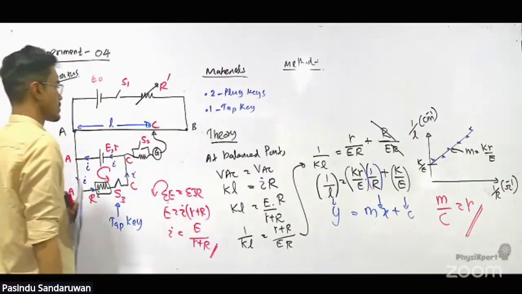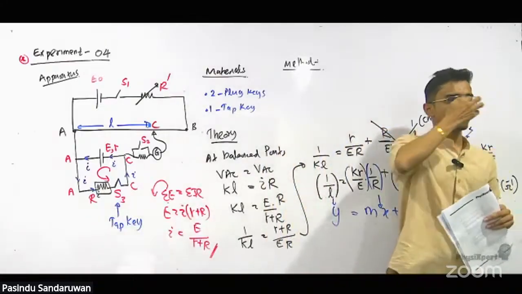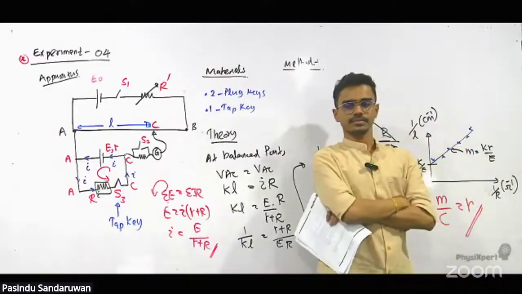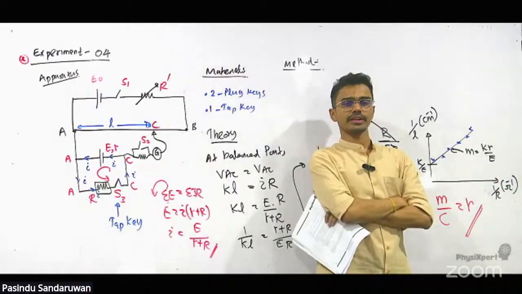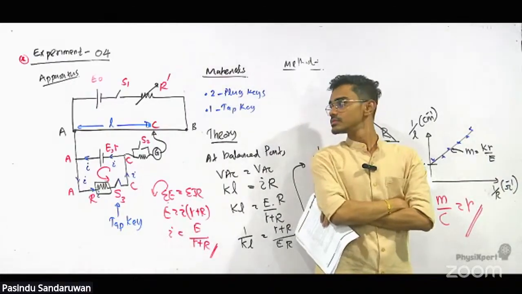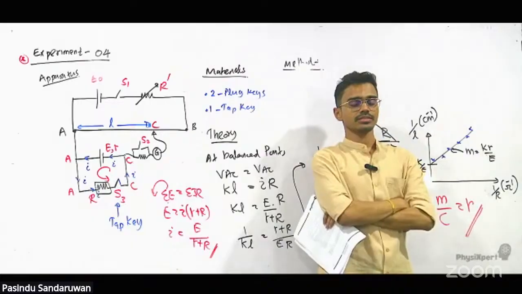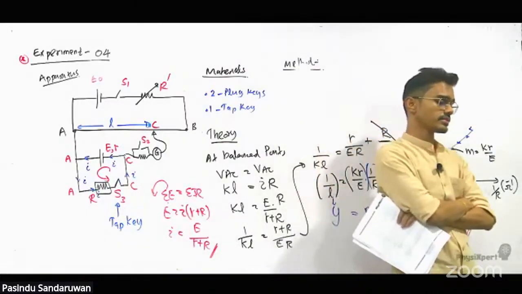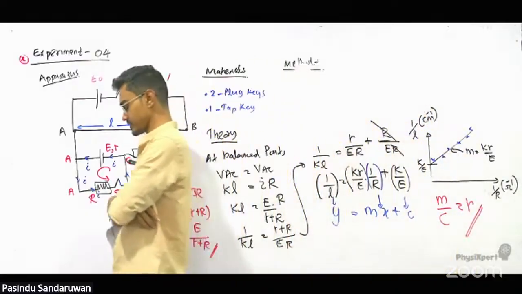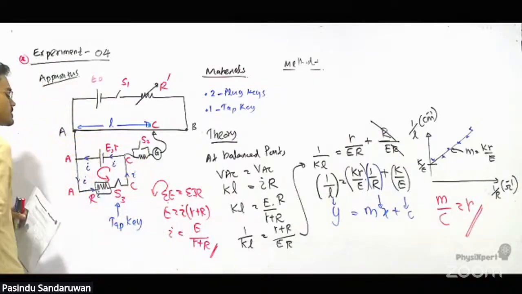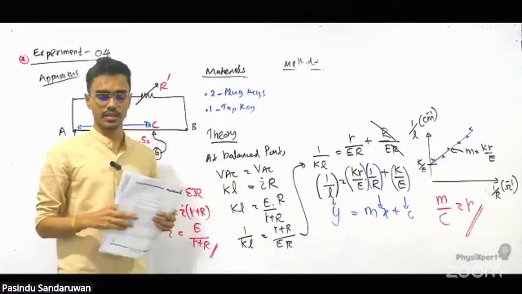Next point. Close S2 and find the rough balance point. Then close S2 and find the accurate balance point.